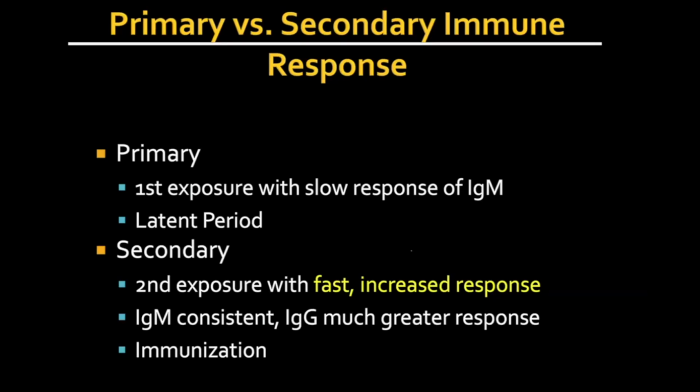Okay. So we're talking about primary versus a secondary immune response. Primary response, your first exposure to some sort of allergen is going to have kind of a slow response of IgM. And then your second response, usually because of the presence of antibodies, you're going to have a very fast increased response.